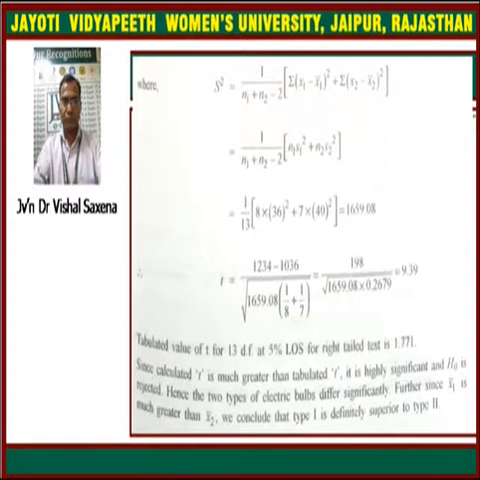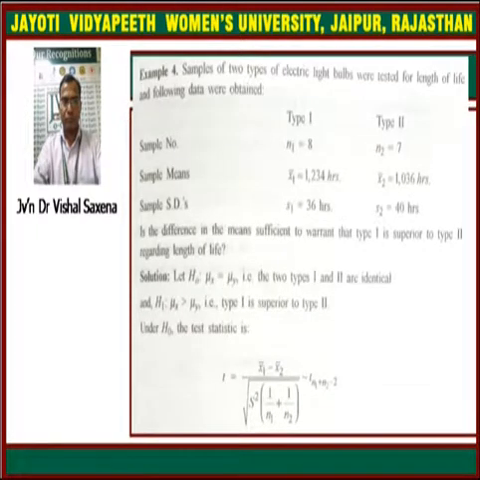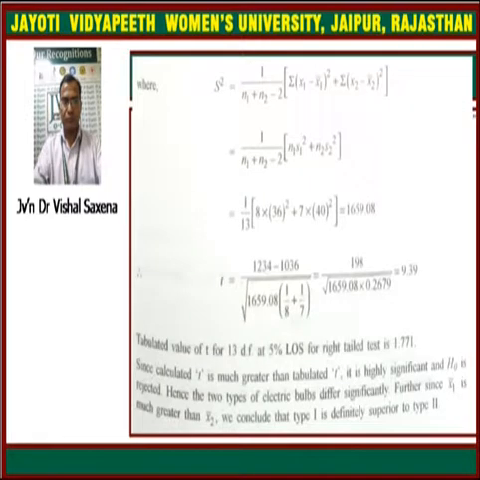1659.08. Therefore the t statistic is obtained by putting the values in the formula for the t statistic which we have taken previously, x1 bar minus x2 bar upon under root s square into 1 upon n1 plus 1 upon n2, and we will obtain t as 9.39.